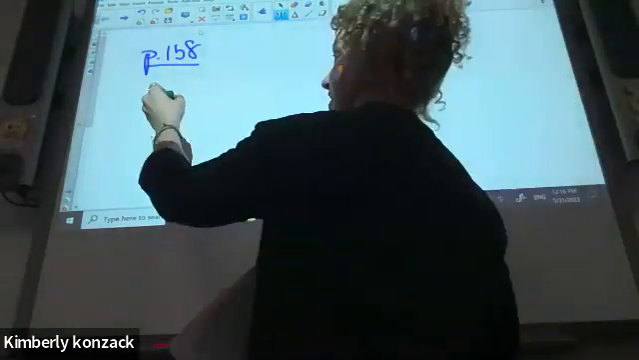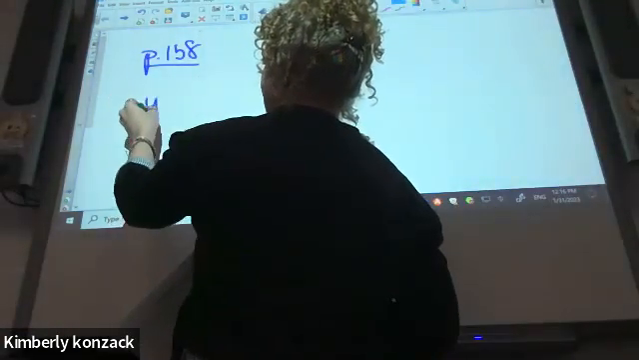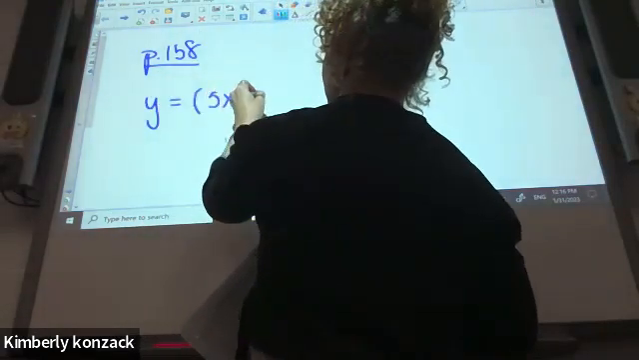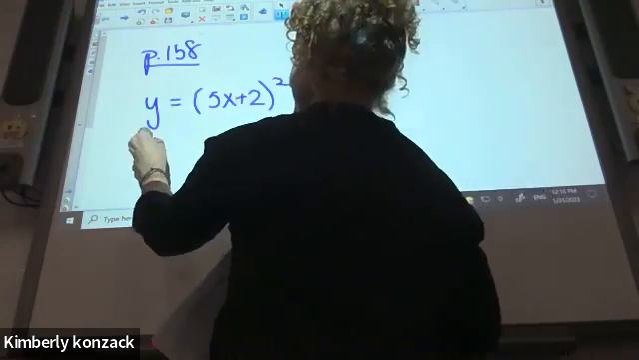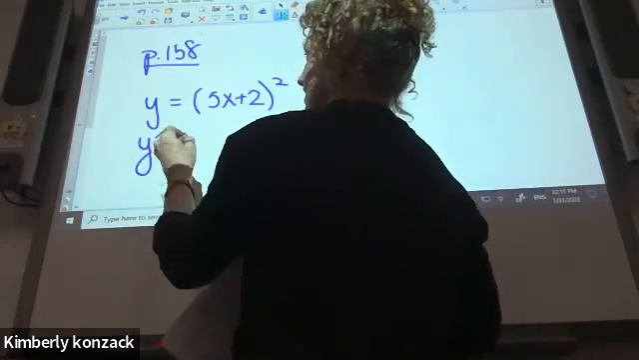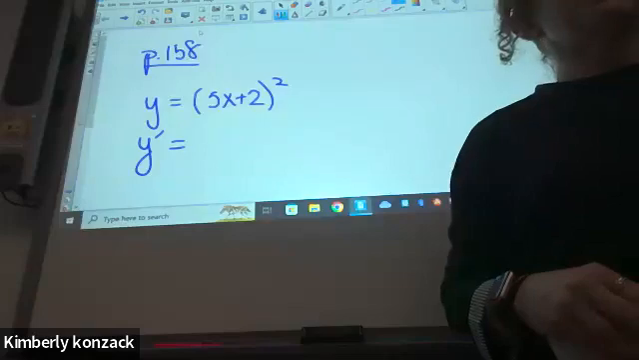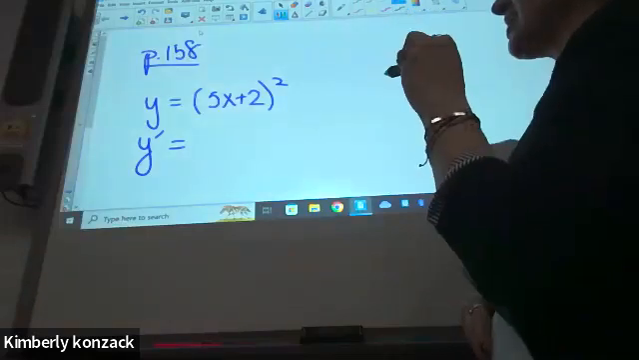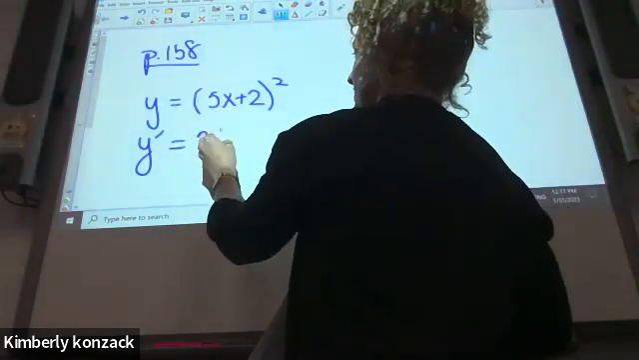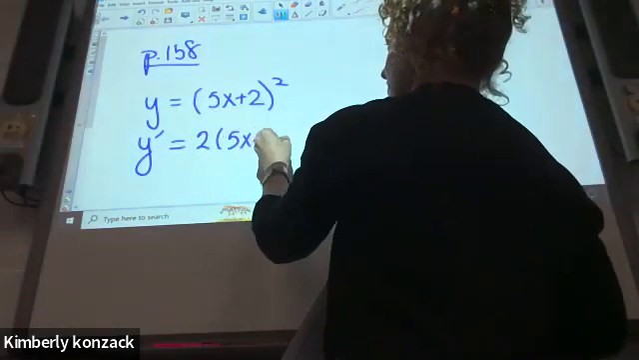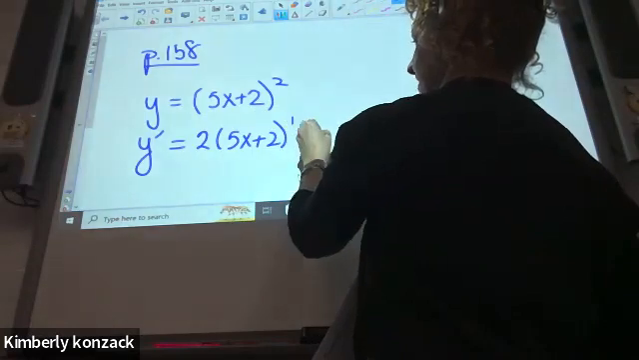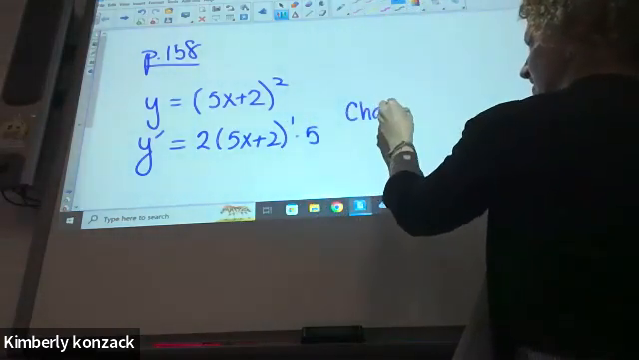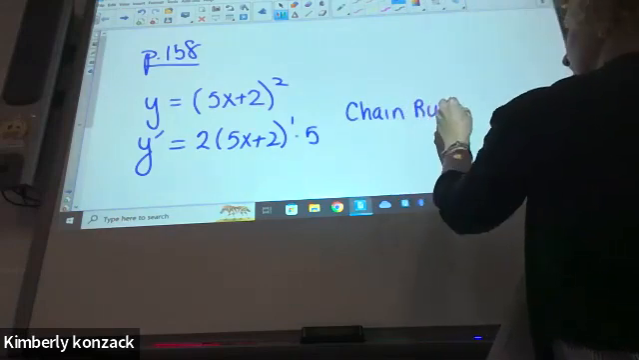Remember when you had y equals, let's say, (5x plus 2) squared, and you went to take the derivative, what was the issue? What did you have to use? The chain rule, right? So you would get 2 times (5x plus 2) to the first, multiplied by 5. Just like there's the chain rule for this.